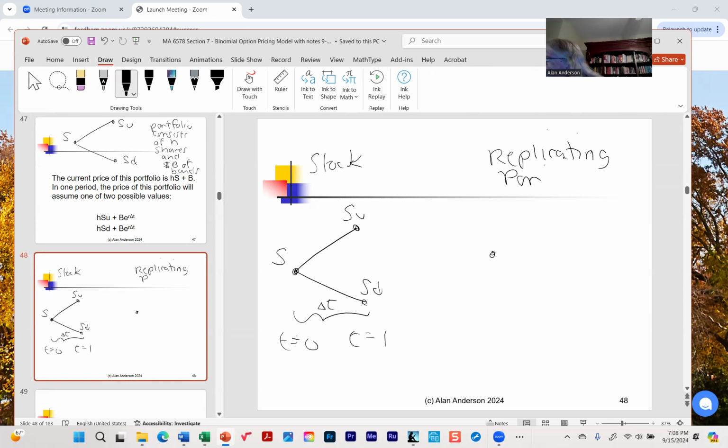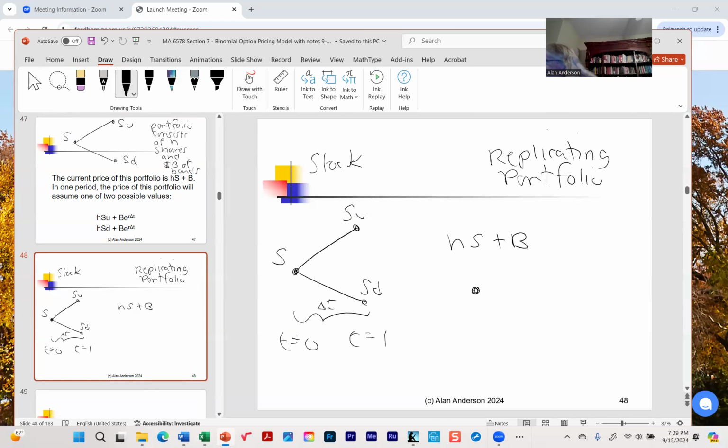We start with H shares of stock and B dollars worth of the bond, whatever it is. What happens to it in the future? Actually, let me fix this graph just a little bit.